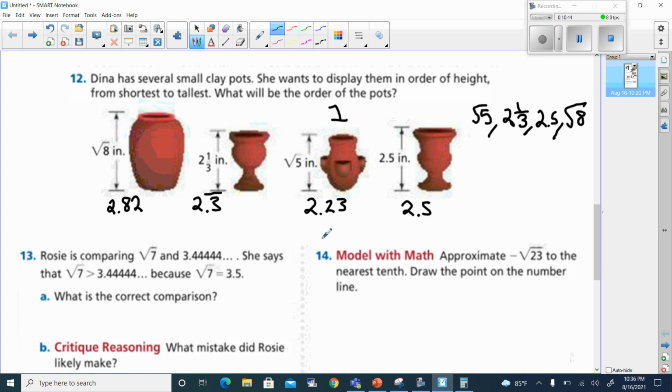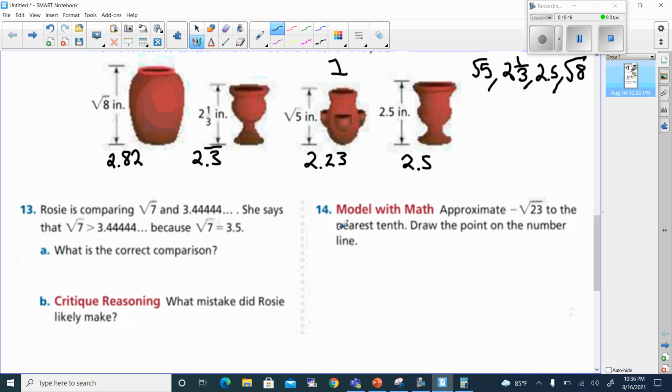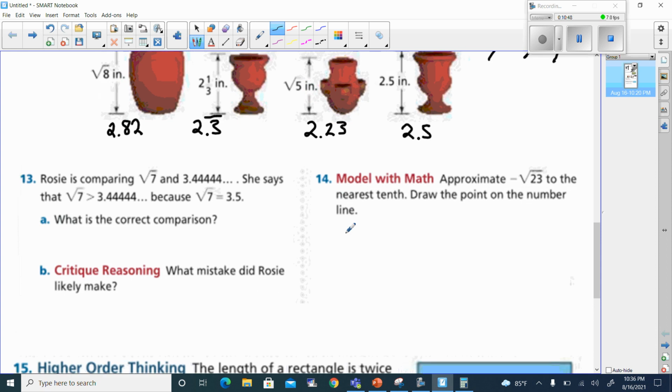All right. Number 13 is yours to do, and I have number 14. It says here to approximate negative square root of 23 to the nearest tenth. Draw the point on the number line. Approximating. Well, if I was doing this the way the book taught us, I would say what number multiplied by itself will give me a number that's less than 23? Because we need a number, right, that's less than 23.